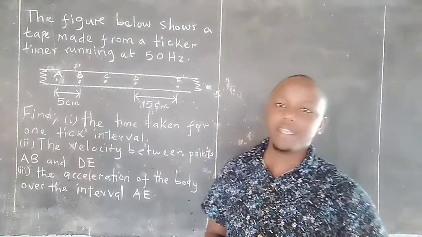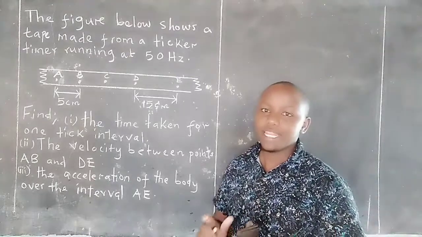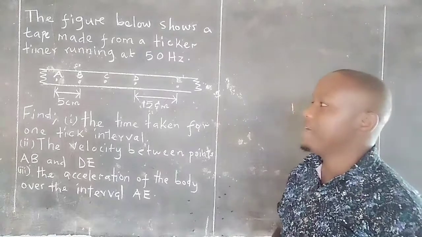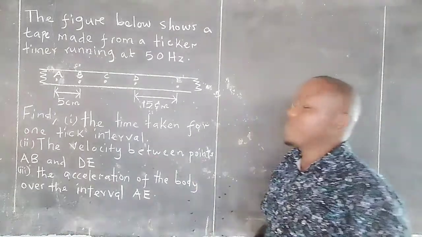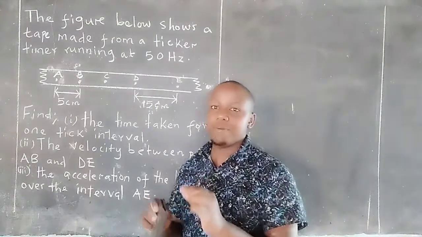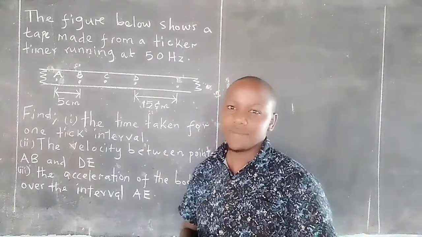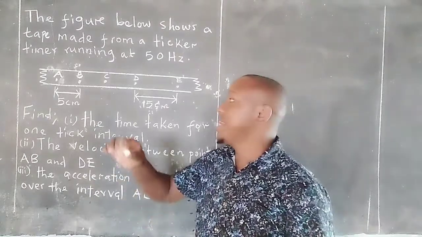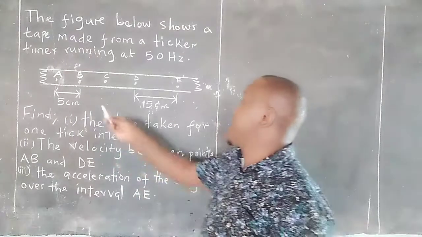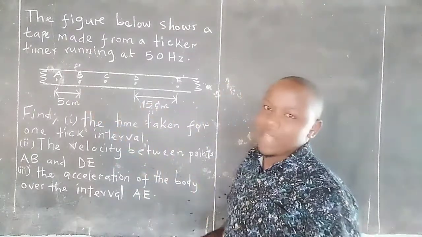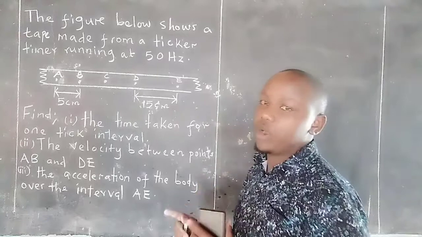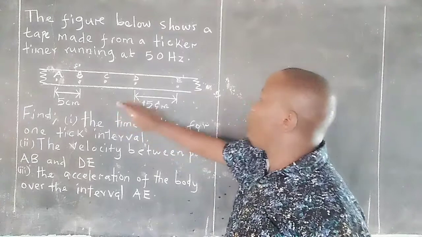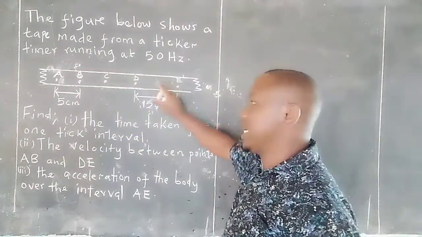Today we are going to study the ticker timer. The ticker timer is an instrument which is used to calculate the acceleration of a body. There is usually a tape connected to a ticker timer such that, as the ticker timer runs, it makes dots on the tape, such that considering the variation of the dots, we can trace the motion of the body.